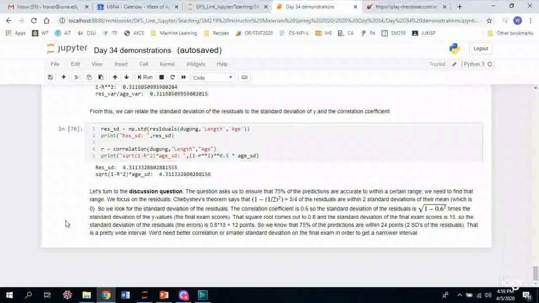But if you wanted to get a smaller spread, you'd either need to have a better correlation, a higher correlation between the final exam scores and the midterm scores, or you need to have a smaller standard deviation on the final exam itself in order to get a narrower interval.